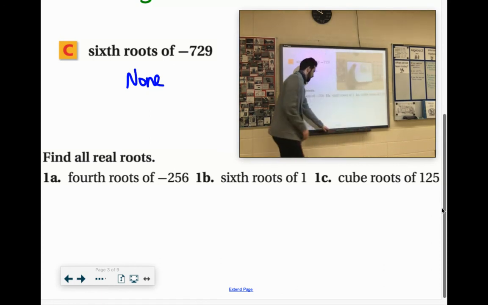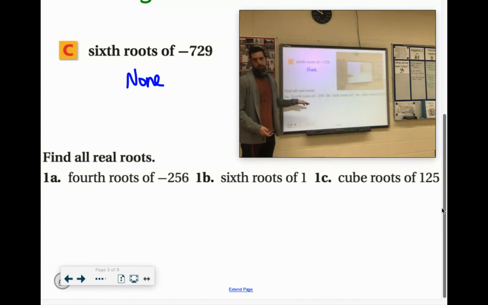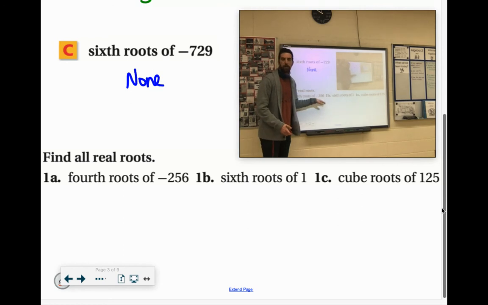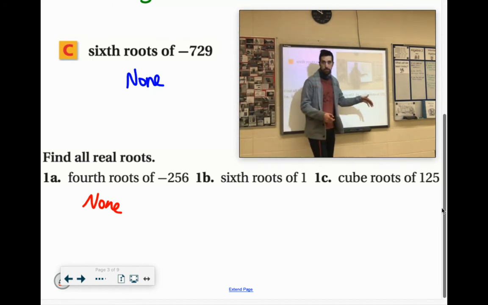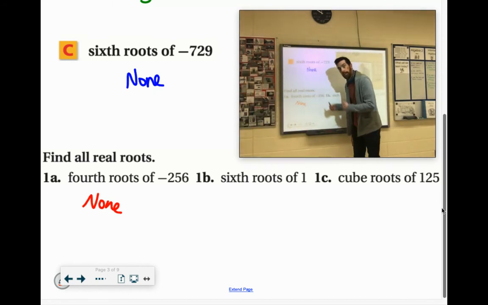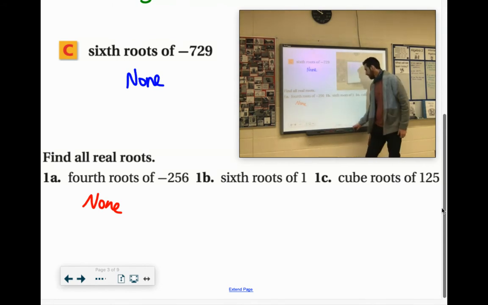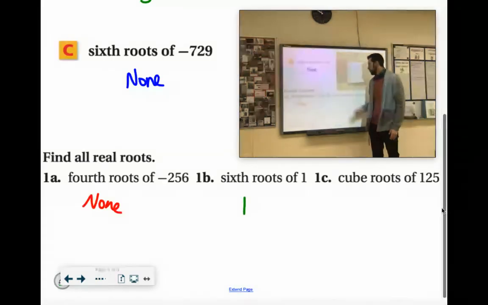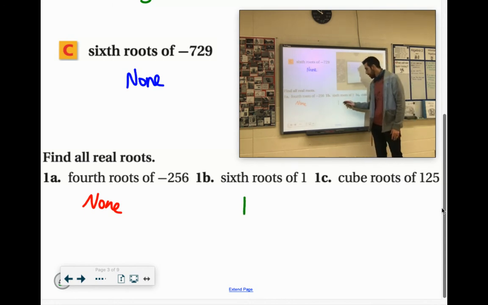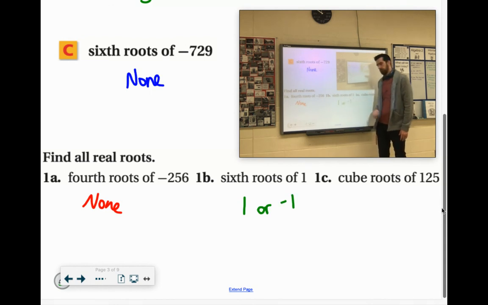And here we go. All right, 4th roots has to come out to a positive number, right? So this is none. Because again, if you had 4 positive numbers times itself, it would come out positive. If you had 4 negative numbers times itself, it would come out positive. 6th root of 1. Well, 1 times 1 times 1 times 1 times 1 times 1. So 1 could be a 6th root, or -1.